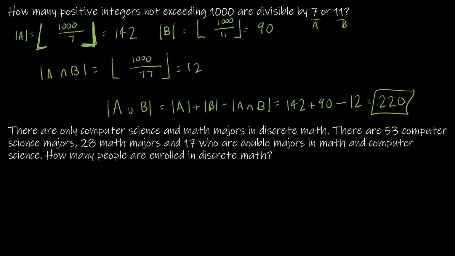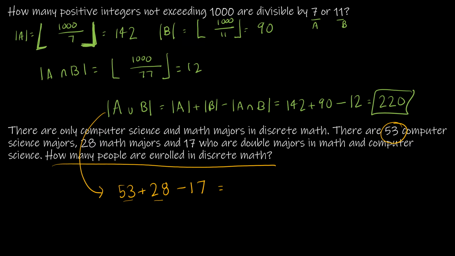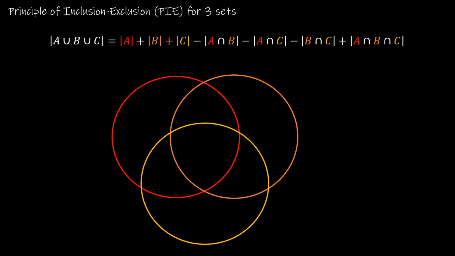Same idea down here, but a little less math involved. I'm going to use the same function. Instead of writing it out again, I'm just going to start adding. So I've got 53 computer science majors, 28 math majors, and 17 who are double majors, which means they were counted here and here. So how many total are enrolled in discrete math, or in other words, what is the union of those two sets? And that is 64.